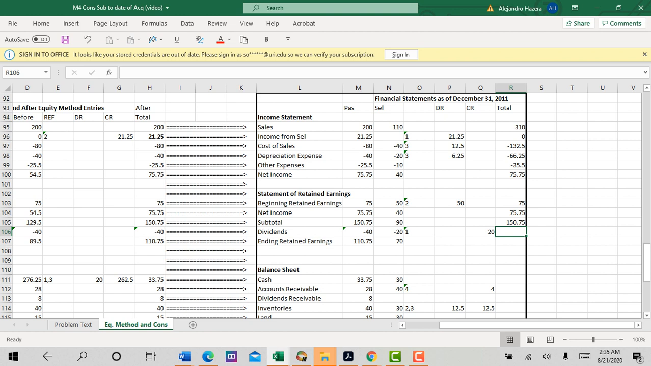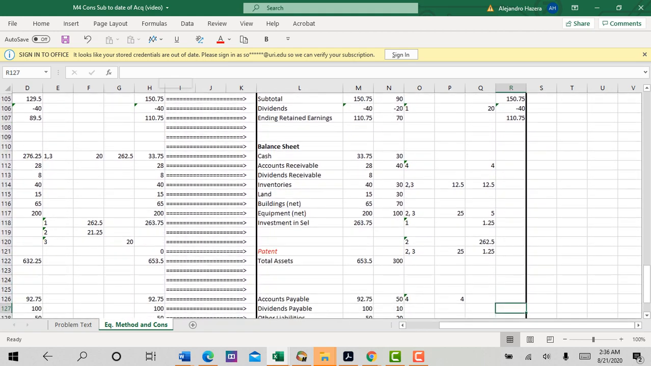Okay, then our dividends are going to be the parent plus the sub minus the sub. I should put plus that, I guess. Negative 40, which is the same as the parent's. So your ending retained earnings are going to be that subtotal minus the dividends. Notice once again, the parent's ending retained earnings are the same. These statements are exactly the same. You compare the parent and consolidated statement of retained earnings, exactly the same.